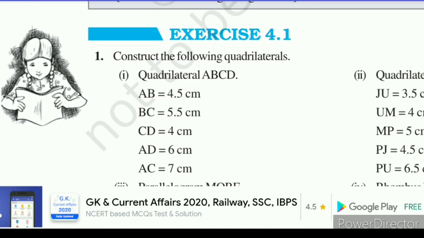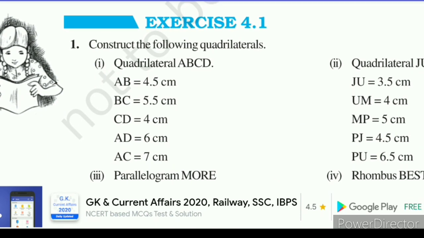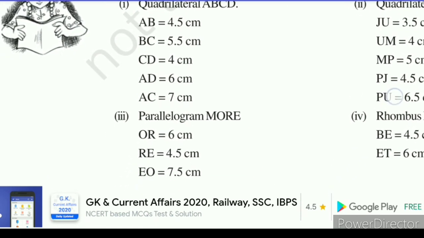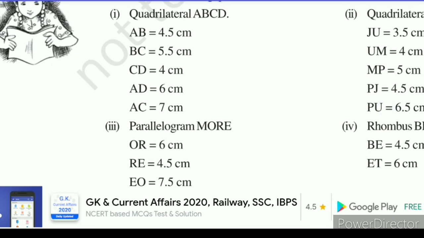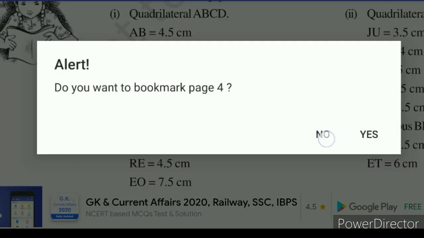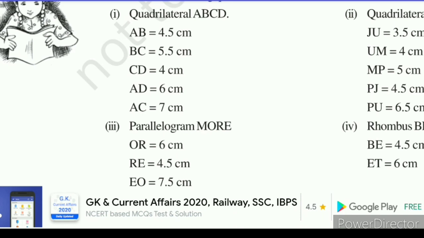Here, exercise 4.1. There are 4 questions given. First 2 are quadrilaterals. Last 2 are types of quadrilaterals, isn't it? First one, quadrilateral ABCD. In that AB, BC, CD, AD are 4 sides, but AC is a diagonal.